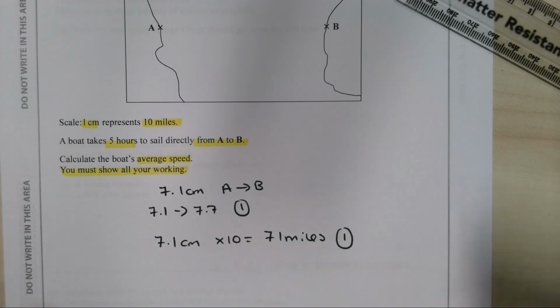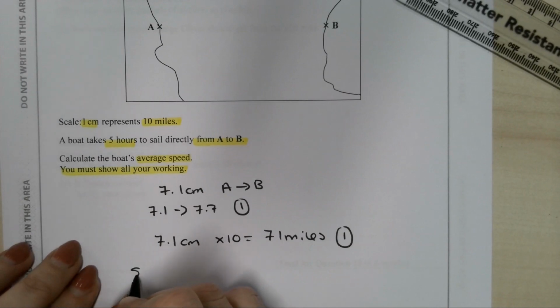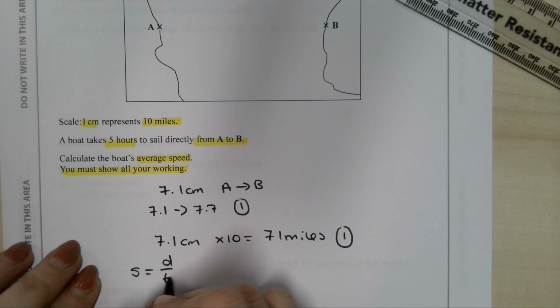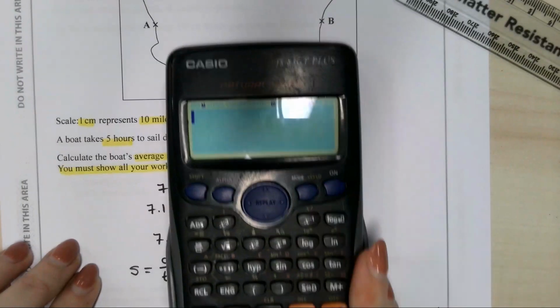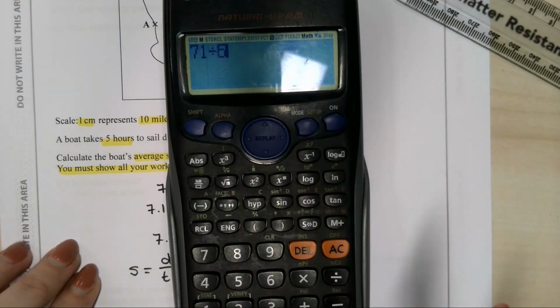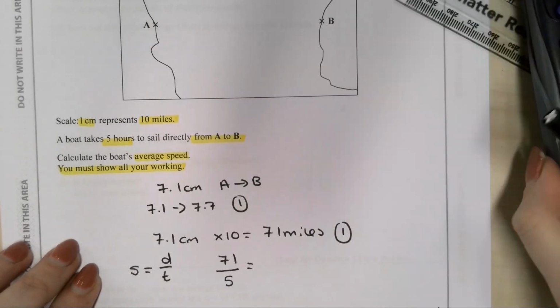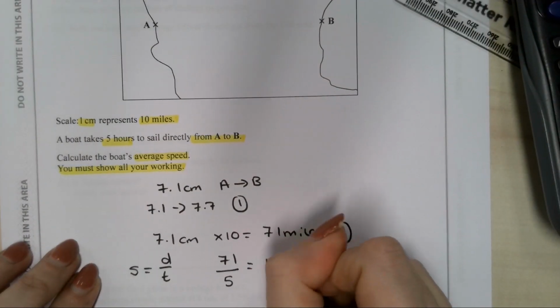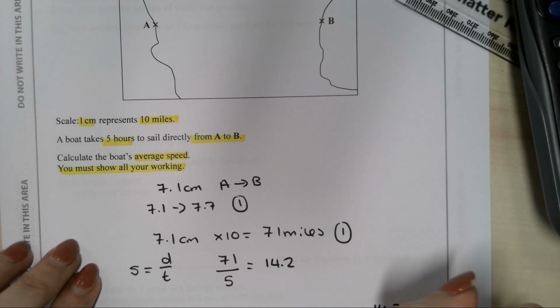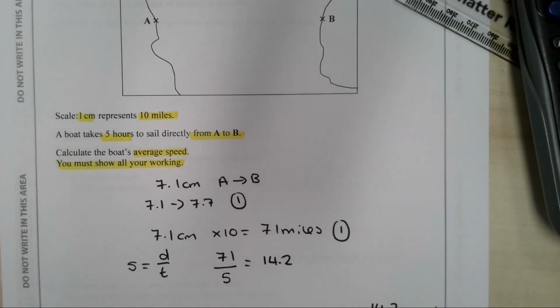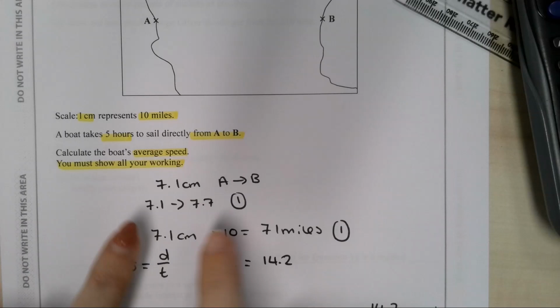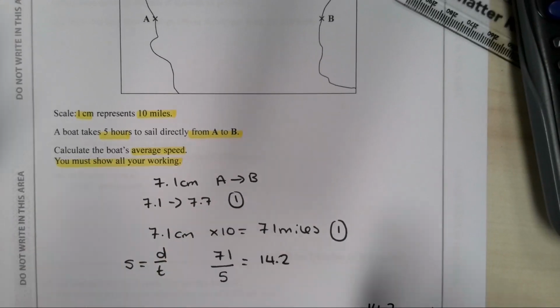To work out the average speed, my speed is my distance over time. So my distance is 71 over, it says 5 hours. 71 divided by 5, 14.2. You might have something different, somewhere around 14.2, depending on what your measurement was here. And that final one would be your 3 marks.